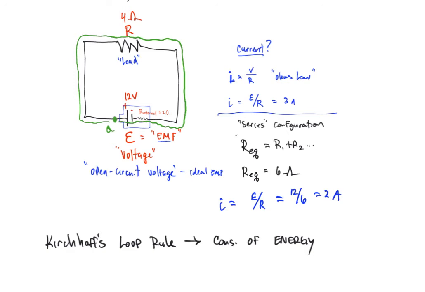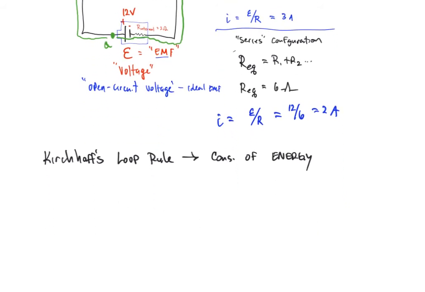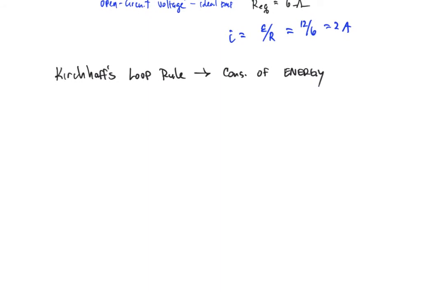And so the energy that particular charge gains from the battery is then lost or used up when the charge goes across the resistance. Again, conservation of energy. So I'll write this out. The loop rule states quite simply that the total change in voltage through a closed loop is zero.